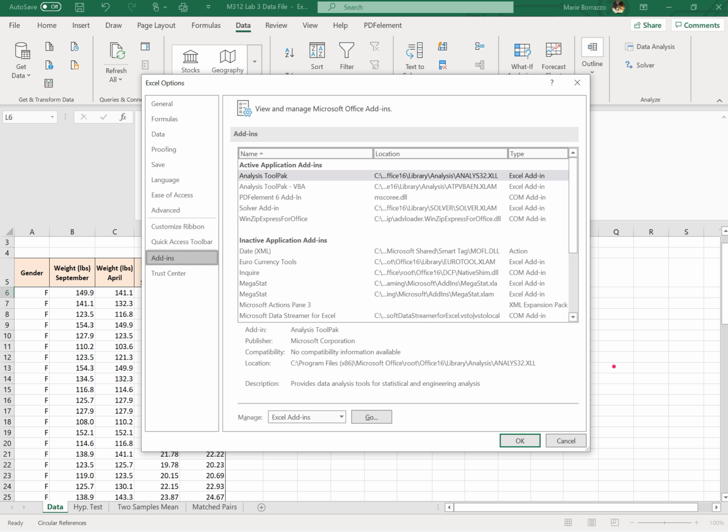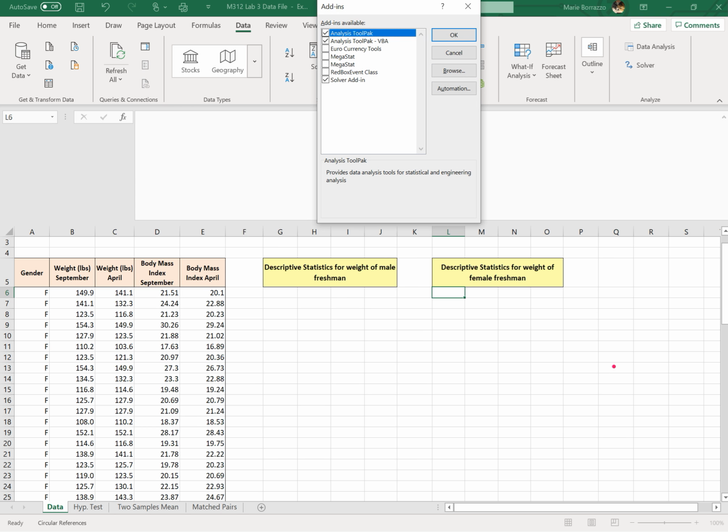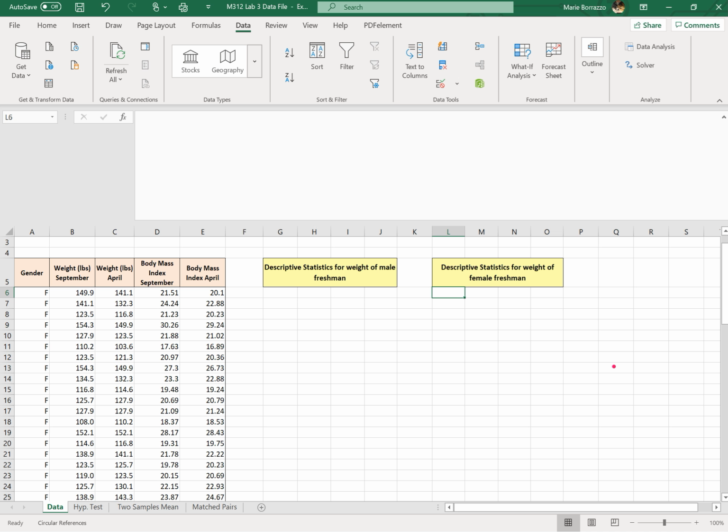You see how I have analysis toolpak? I'm just going to simply click on go and make sure that that is checked off. I always check off three of those boxes, but that's because I'm a little bit neurotic. When you do that and go back to data, you'll see the data analysis show up on your top right of your screen. Now, obviously, for descriptive statistics, we're looking for a specific set of values.